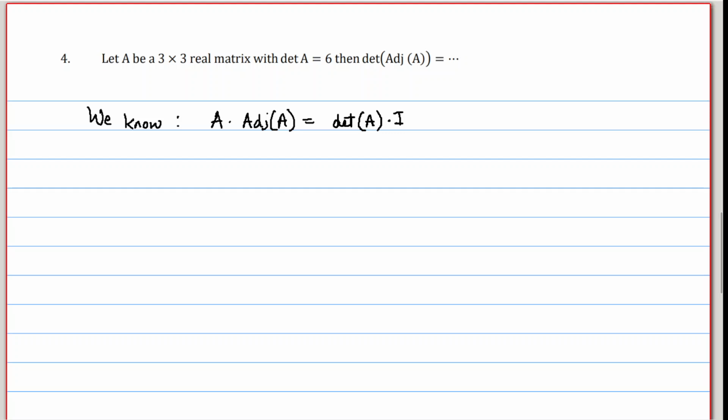Determinant of A to the power n minus 1. Basically, it is a direct formula. Otherwise, you can do it using the fact that A times adjoint of A is equal to determinant of A times I_n, taking determinant on both sides. Correct.